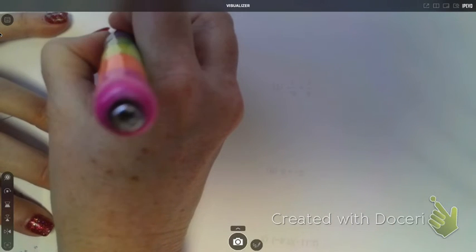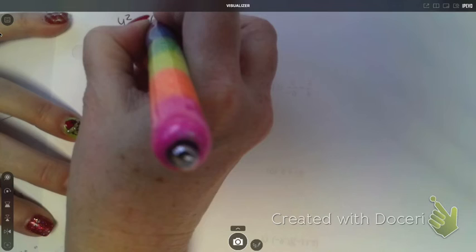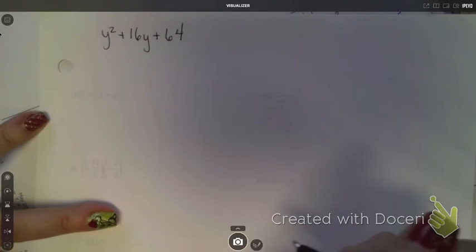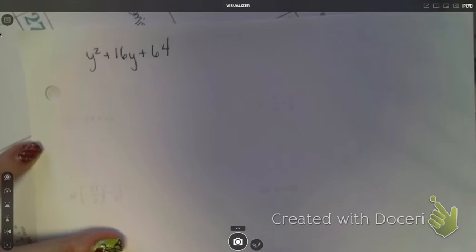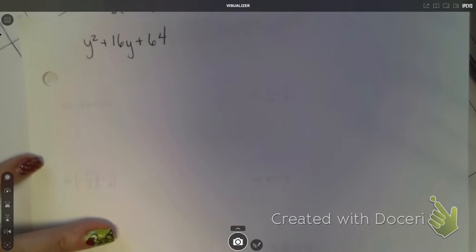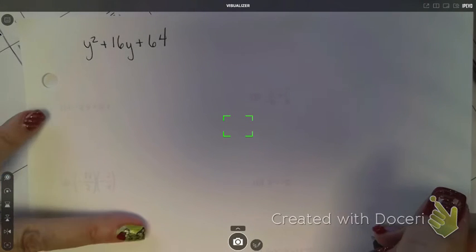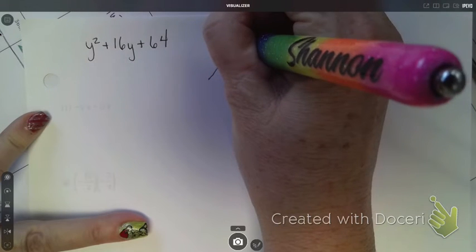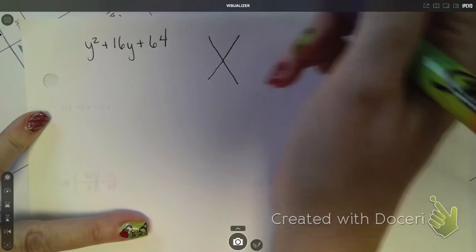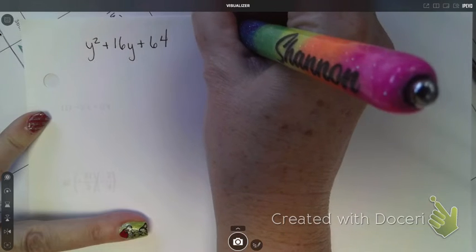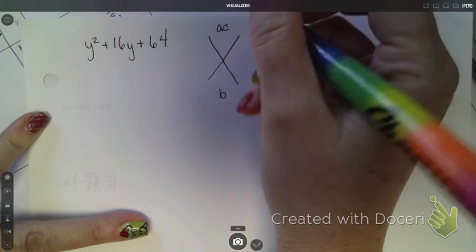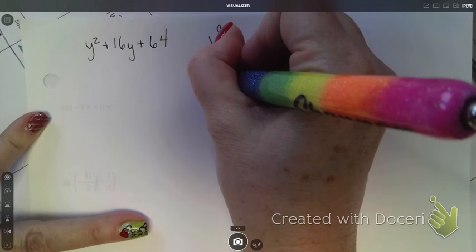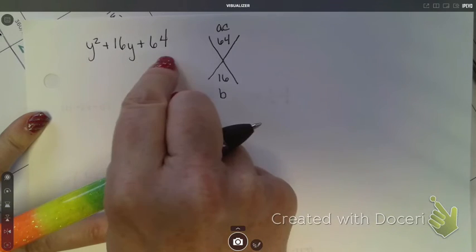We have y squared plus 16y plus 64. This is another special case that I'll show you how to do. A lot of people don't remember to look for it. So, I'm going to make my x. AC goes on top and B goes on the bottom. So what's on top? 64. What's on the bottom? 16. And I've got plus and plus, so both of them are what?